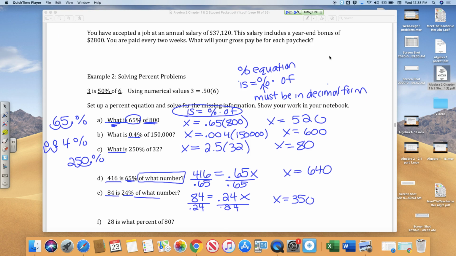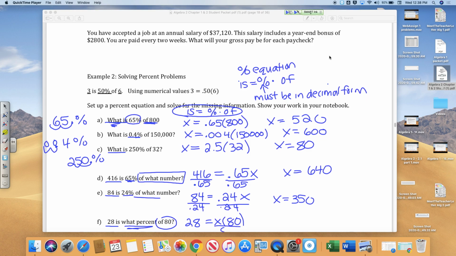Letter F is different than letter E. It says 28 is what percent of 80? So 28 is closest to the word "is," so 28 goes here on the equation before the equal sign. And we are trying to find the percent, so the percent is actually the variable we're solving for. They give us the "of" number being 80. So this is what we have: 28 equals x times 80.